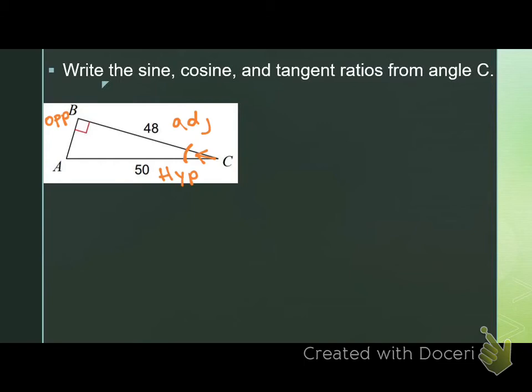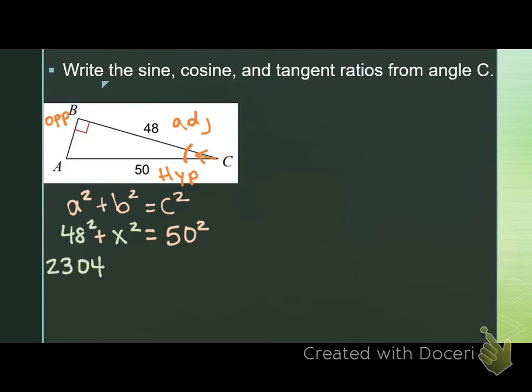So how do we find the third side? The Pythagorean Theorem. A squared plus B squared equals C squared. Which of these is C? 50. And then it doesn't matter which one I call A and B. It really, really doesn't. After that, I'm going to say 48 squared, and we could say X squared if you don't want to call it B. Doesn't really matter. What is 48 squared? 2,304. Plus X squared equals 50 squared, which is 2,500.